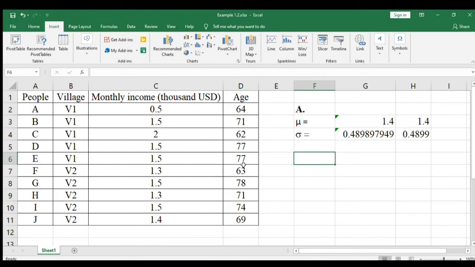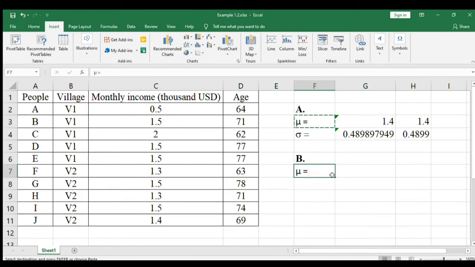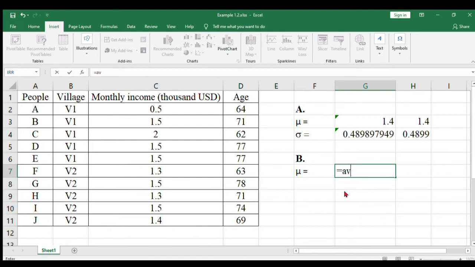And question B is the same as question A. Now we calculate the population mean and the standard deviation of the people living in village V2. Now we do question B, and it's the same as question A. So first we calculate the population mean. Use the average function on the incomes of all the people belonging to village V2, and we get the same amount of income, $1.4 thousand per month.